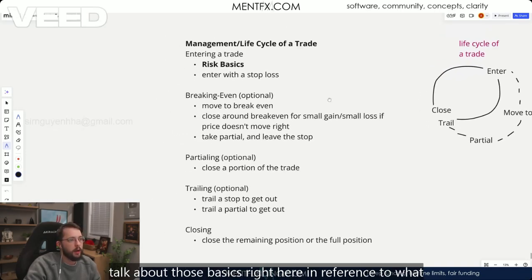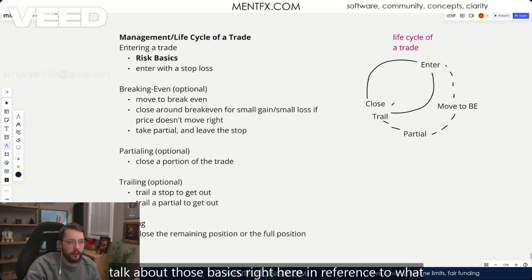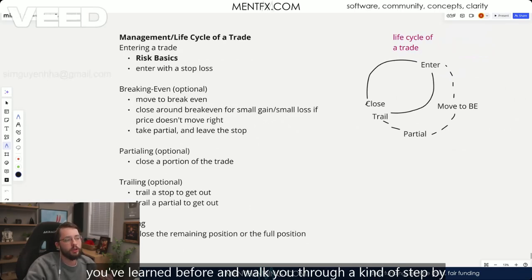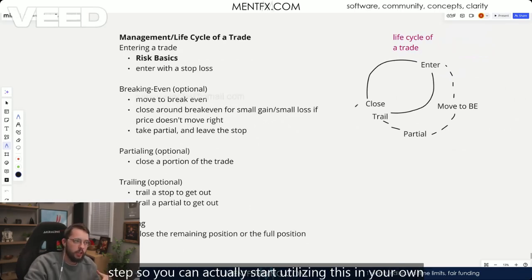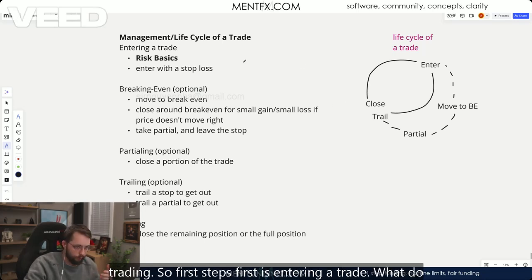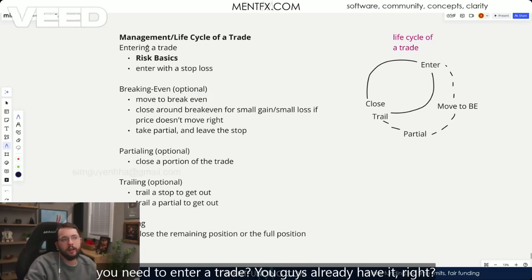Let's talk about those basics in reference to what you've learned before and walk you through it step by step so you can actually start utilizing this in your own trading. So first step is entering a trade. What do you need to enter a trade? You guys already have it, right? It's the risk basics.